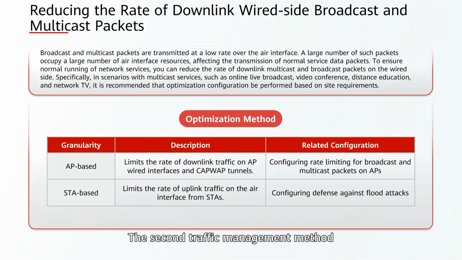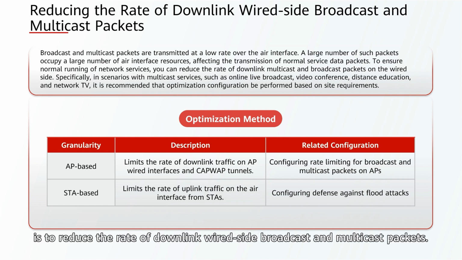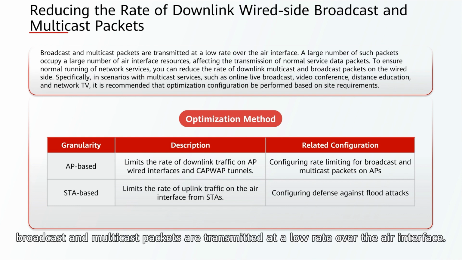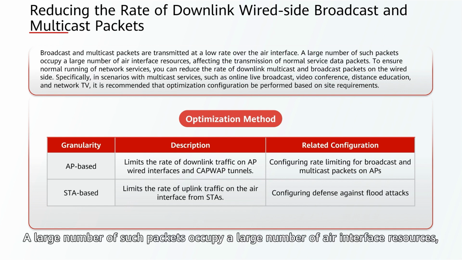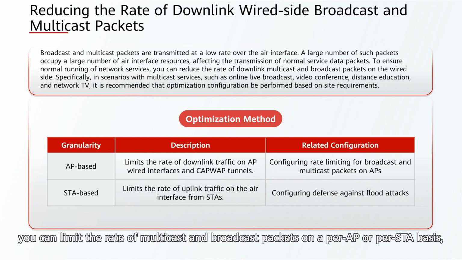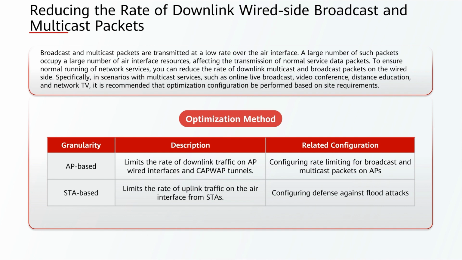The second traffic management method is to reduce the rate of downlink wired side broadcast and multicast packets. As we know, broadcast and multicast packets are transmitted at a low rate over the air interface. A large number of such packets occupy a large number of air interface resources, affecting the transmission of normal service data packets. To ensure normal running of network services, you can limit the rate of multicast and broadcast packets on a per AP or per station basis, and configure flood attack defense.